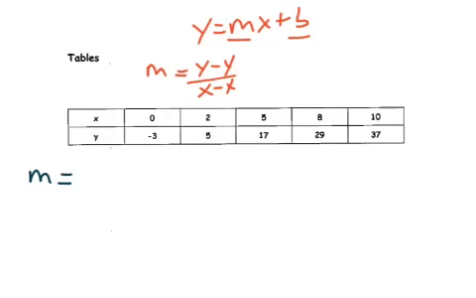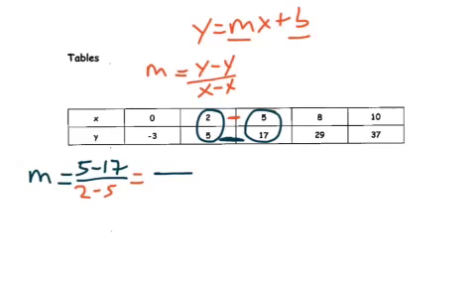So let's just do this. We'll just pick any two. I'll choose that ordered pair, 2, 5, and 5, 17. So again, remember your y's go on top. So where are my y numbers? These guys down here, 5 and 17. So 5 minus 17. What are my x's? My x's are on top here. 2 minus 5. So 5 minus 17 is a negative 12. 2 minus 5 is a negative 3. Negative 12 divided by negative 3 is a positive 4.